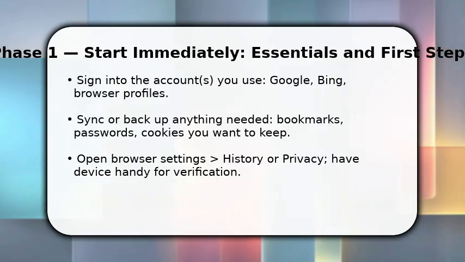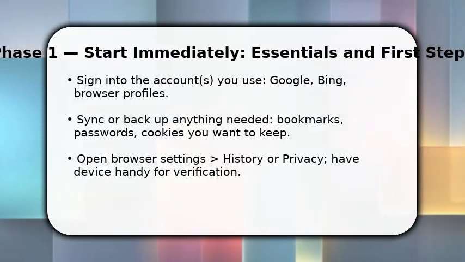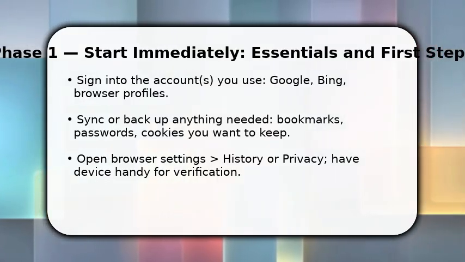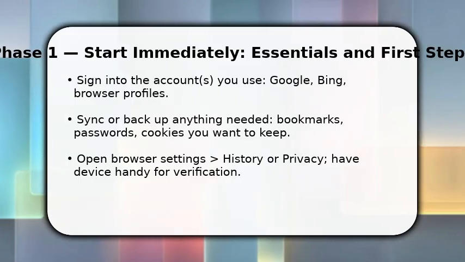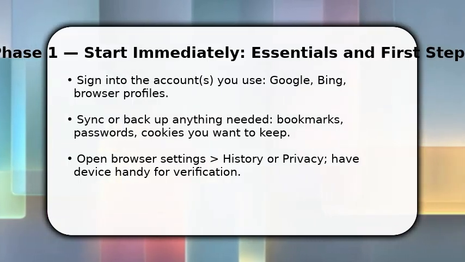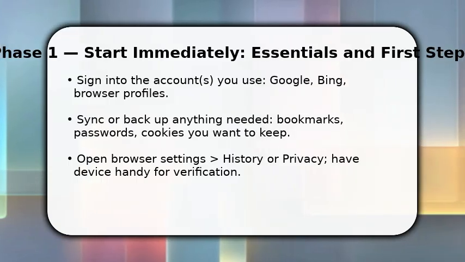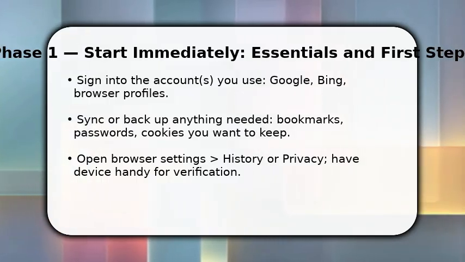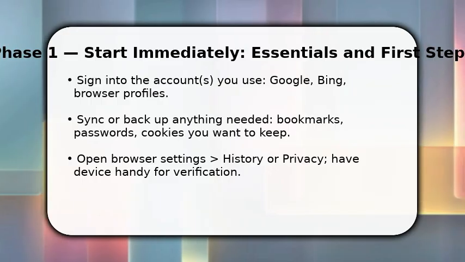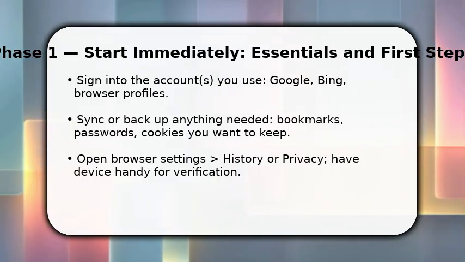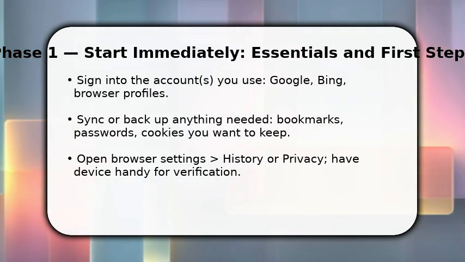You start by signing into the exact account or browser profile whose history you want cleared. Once signed in, make sure to back up bookmarks and saved passwords you want to keep. Deletions are permanent. Next, open Settings and go straight to History or Privacy. Do not wander. You're about to remove a record, so confirm which device and account are active.